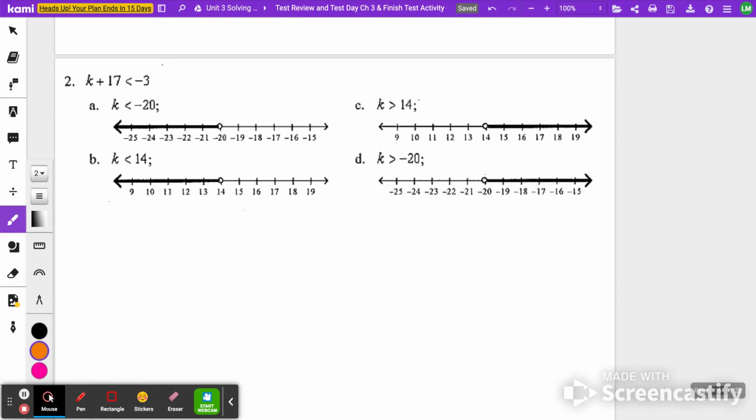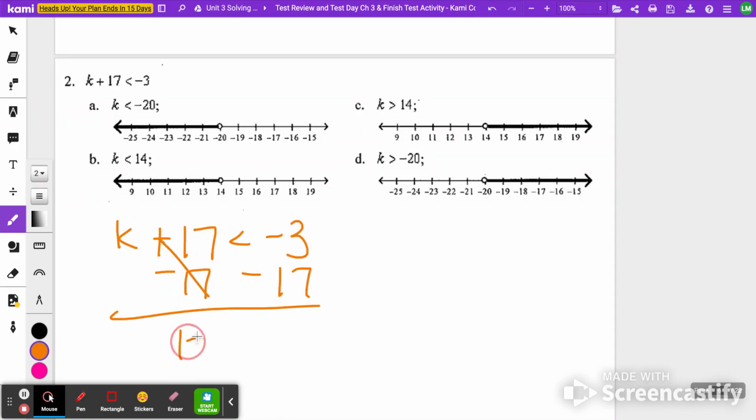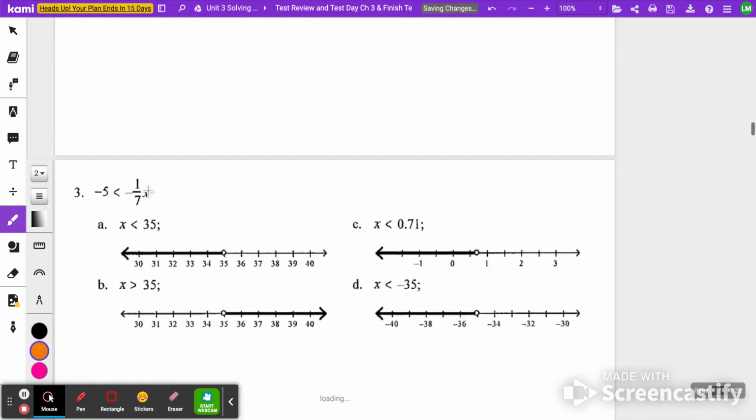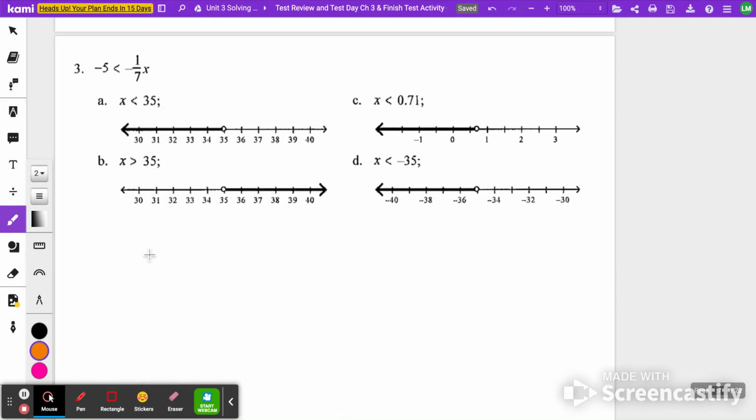Number 2, we're supposed to solve it and then graph it. So if you have k plus 17 is less than negative 3, the first step you would do is subtract 17 from both sides. You're going to get k is less than negative 20, which is option A, closed circle pointing to the left. Number 3 is also a solving question.